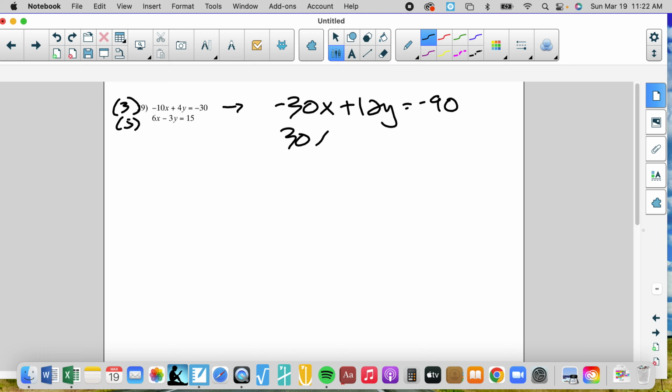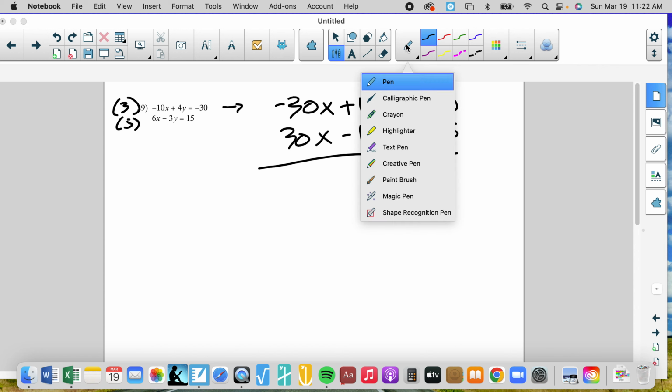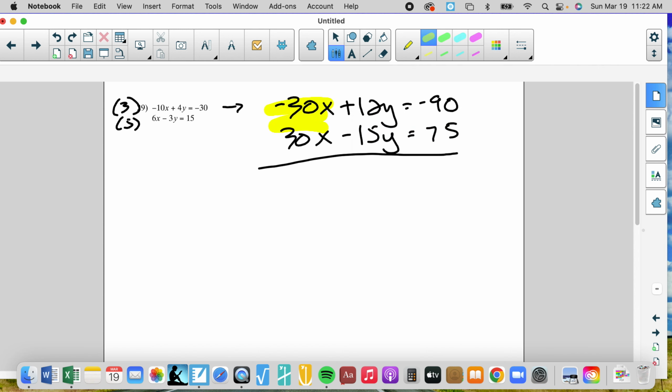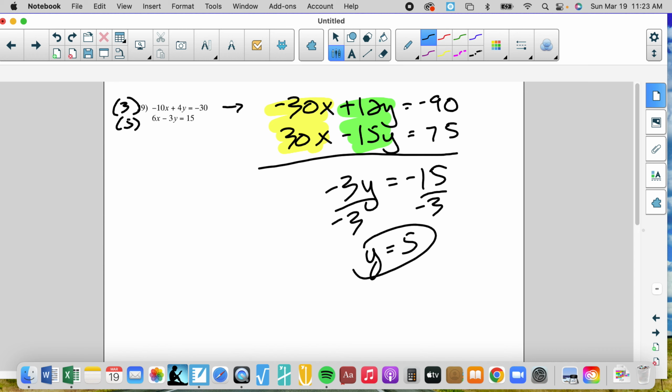That gives me my positive 30x. Negative 3y times 5 is negative 15y. And 5 times 15, 25, 75. My x's cancel out. My y's give me negative 3y. And negative 90 and 75 is negative 15. Divide by negative 3. Y equals positive 5.